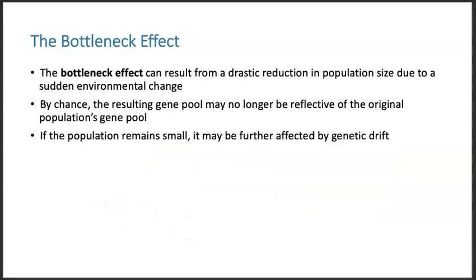The other example of genetic drift is the bottleneck effect. And the bottleneck effect is very interesting because what happens is the whole population has a drastic reduction in population size. And this is usually due to a sudden environmental change. So the gene pool may not represent the original population because it's just such a dramatic decrease in the population size. If the population size remains small after this, you can actually get more genetic drift happening.